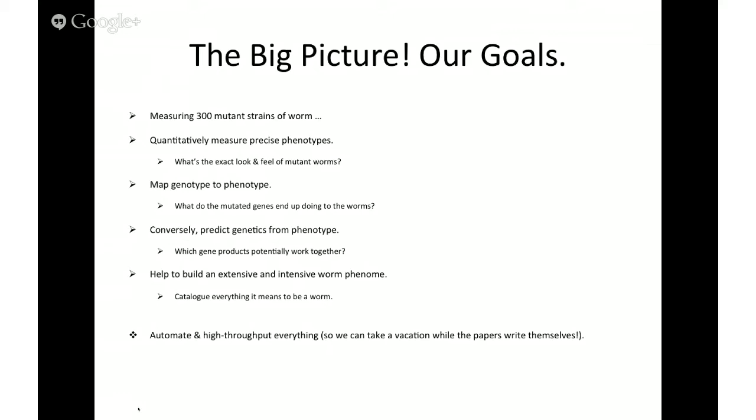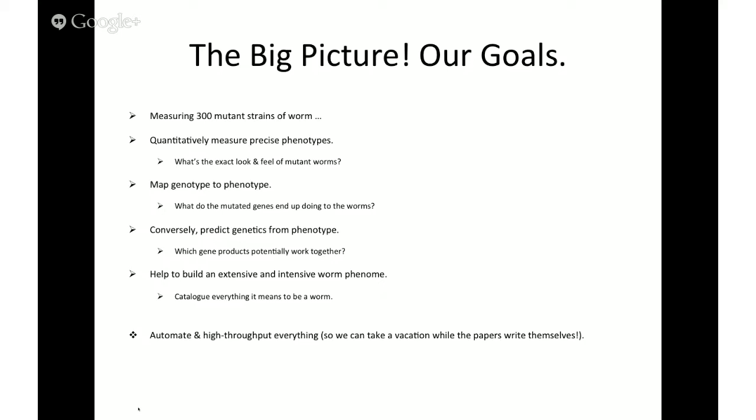So, if we understand what these mutated worms look like, and if several of them look similar, then potentially those worms that look similar and behave similarly have altered genes that interact in a pathway, or somehow there's some signaling that co-occurs between these genes.